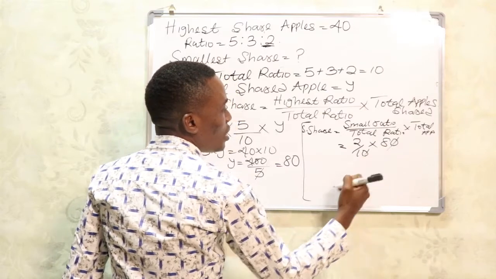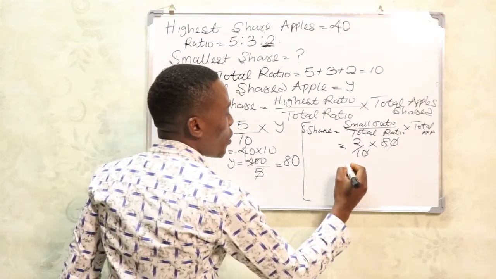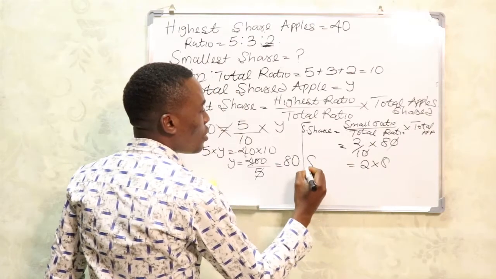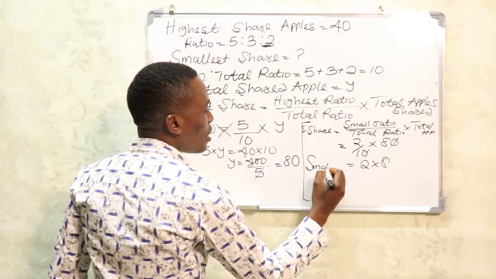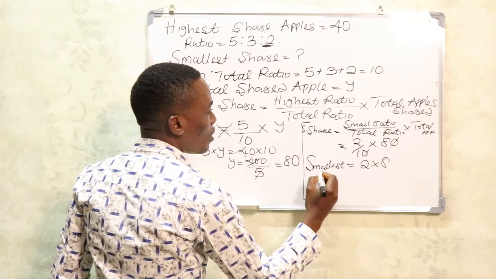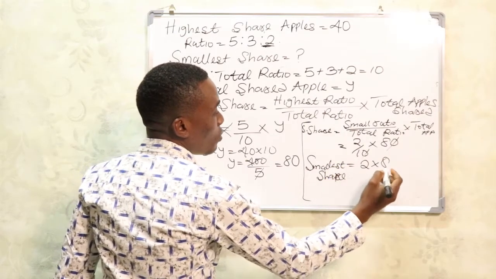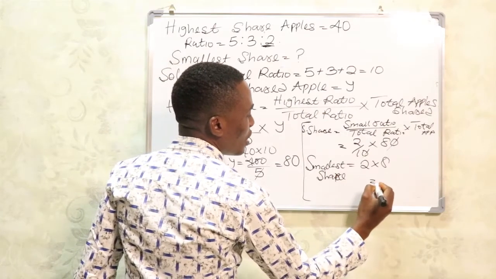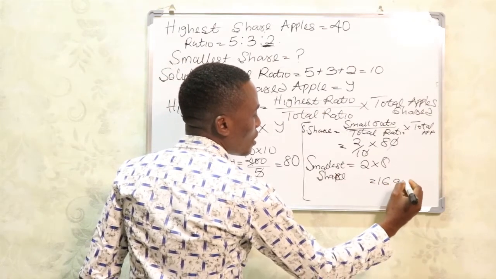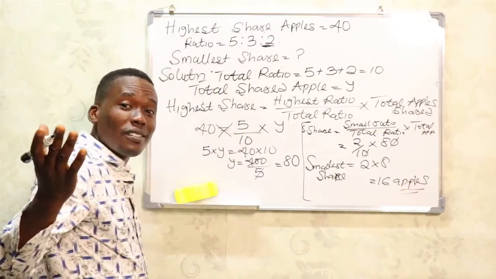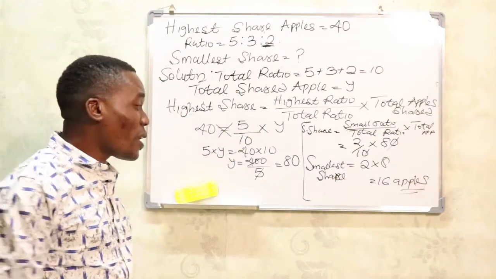Now let's fix it here. This will cut this. What do we have remaining? We have 2 times 8. So our smallest share of the apples will now be equal to 2 times 8, which is equal to 16 what? 16 apples. You see? It's very easy, and we can do it.